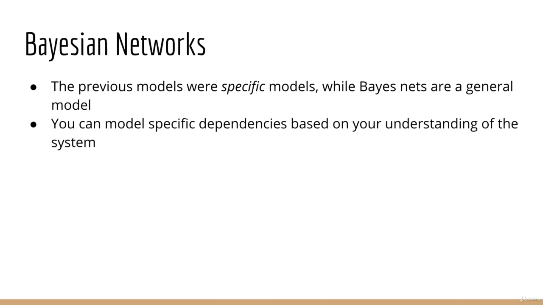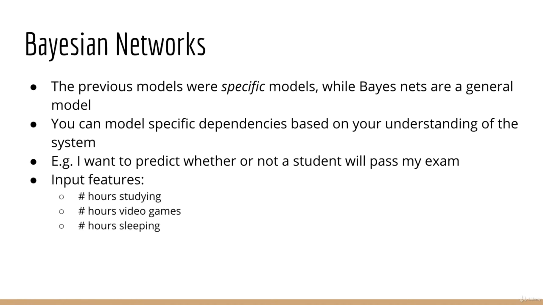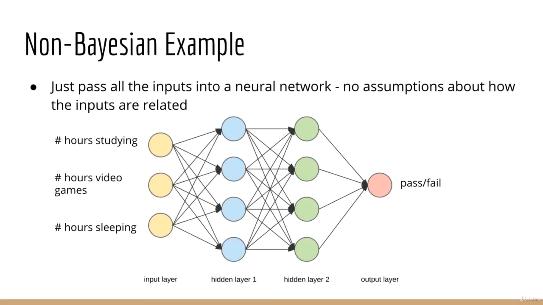So, for example, suppose I want to predict whether or not a student will pass my exam. We could have input features such as number of hours spent studying, number of hours spent playing video games, and number of hours spent sleeping. So if you used a non-Bayesian model like a neural network, you might just plug these into the input of the neural network and calculate your output based on a fully connected neural net. In other words, everything is connected to everything, and the neural network's job is to find the right weights.